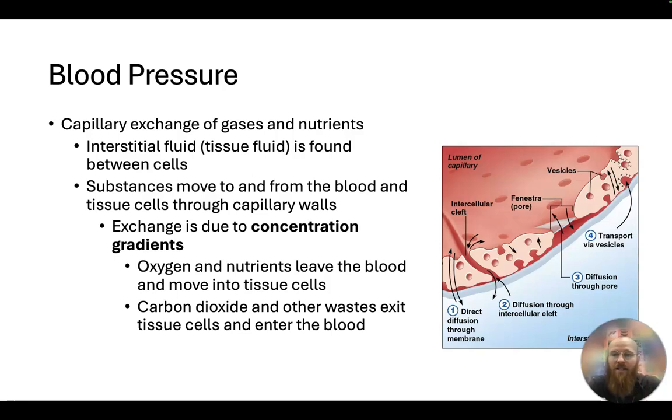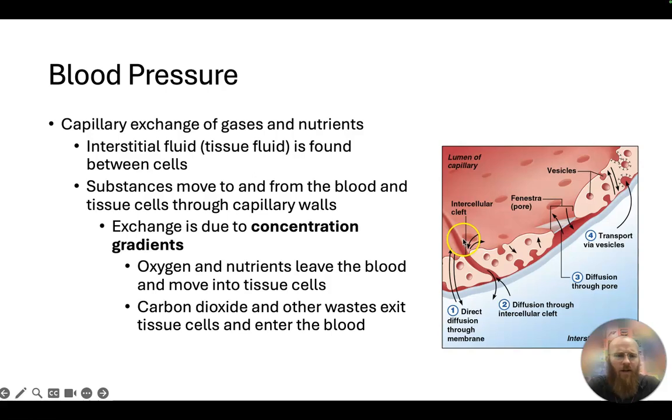And this exchange is ultimately going to always be due to concentration gradients. So oxygen and nutrients are going to leave the blood and move into tissue cells that have lower gradients for those amounts of oxygen. So if there's lower oxygen in the tissues, you're going to expect it to leave the capillary and go into the tissue itself. And then carbon dioxide and other waste products exit tissue cells and enter the blood at these sites. Again, always because of these concentration gradients.